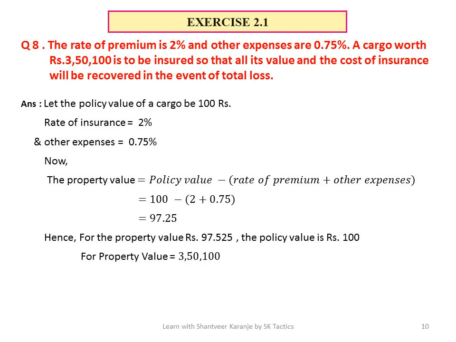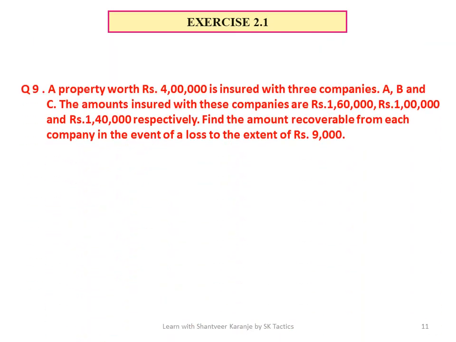So what if property value is 3,50,100? In that case, what will be the policy value? So to calculate this, we need to go with policy value is equal to 3,50,100 into this 100 divided by 97.25, which gives me answer 3,60,000. Now next and interesting question of this exercise 2.1's ninth question.